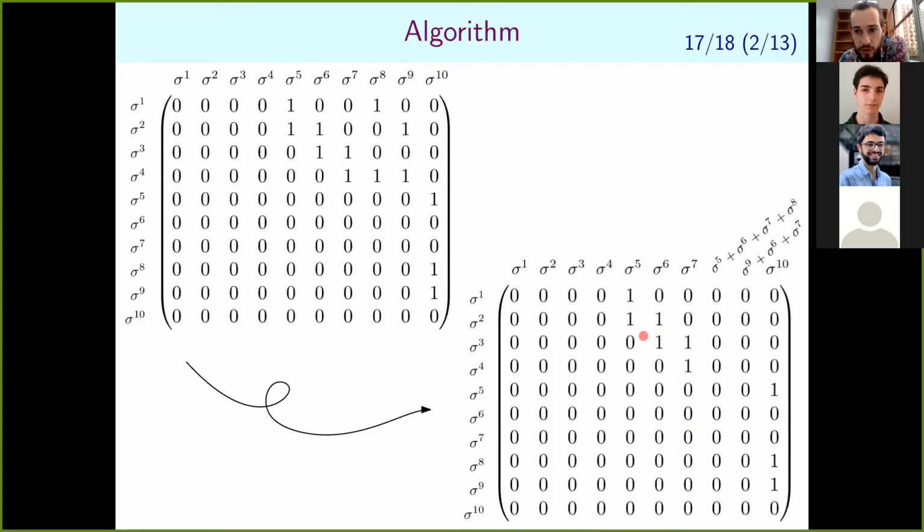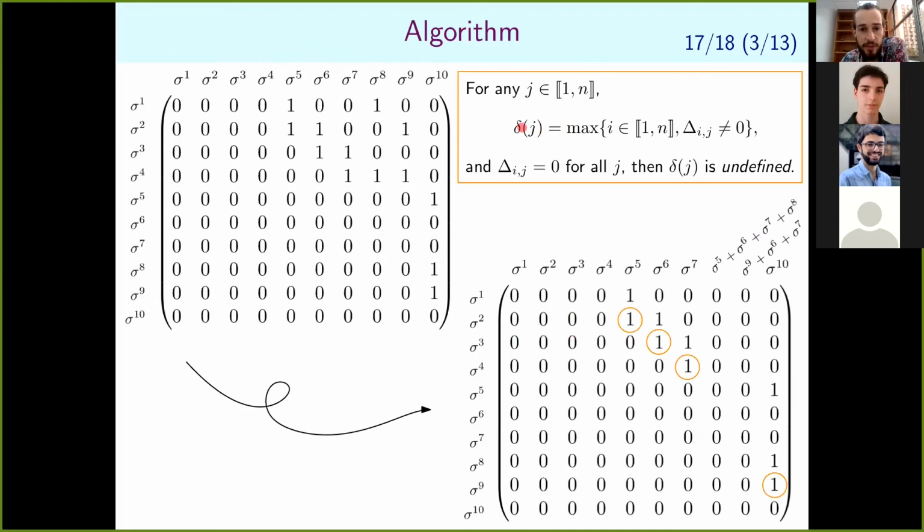Remember that we defined this map, delta here. Delta of j is the largest index such that my element is non-zero. Okay. And when the column is zero, I say that delta is undefined. Well, what we have seen is that when it is undefined, then it means that I have a positive simplex. And when it is defined, it means that I have a negative simplex. We can go a bit further.